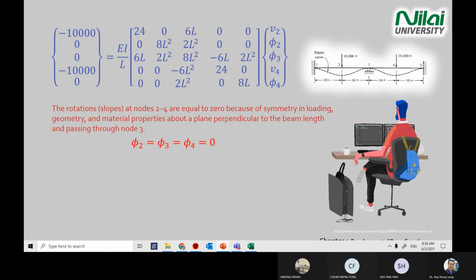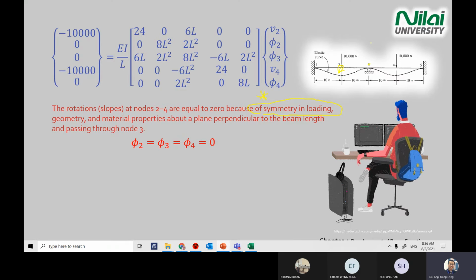All right. Now, as you can see from here, we can put rotation at point 2, point 3, and point 4 as 0 because they are symmetric in loading. This is something new for today.